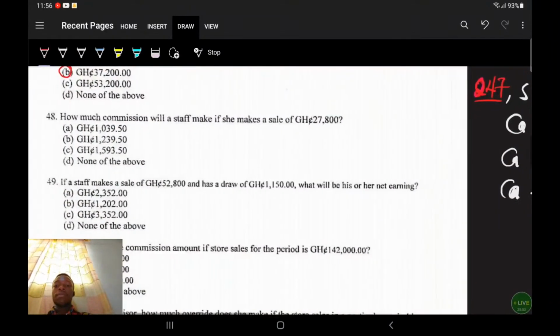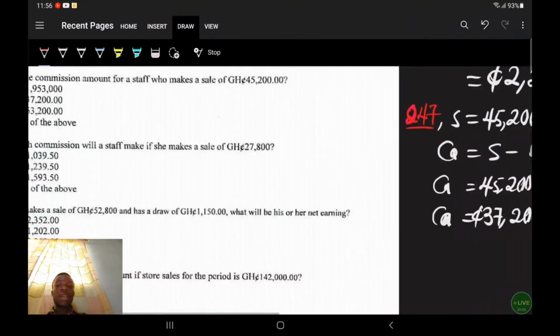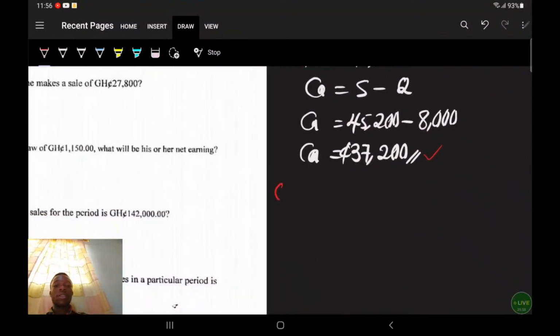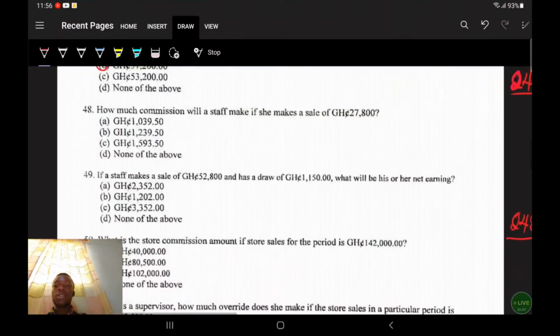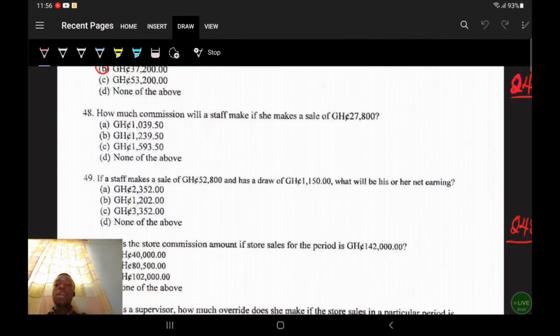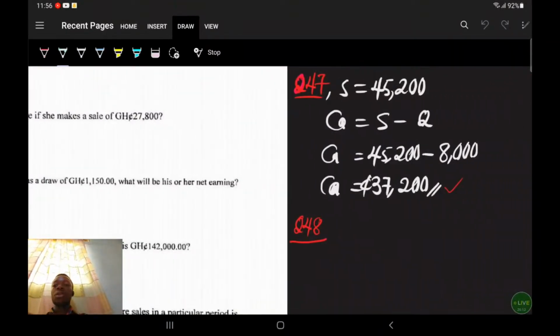So let's move on to question 48. Now we are done with question 47. Question 48 asks how much commission a staff will make if she makes a sale of 27,800 Ghana cedis. I hope that is clear. So they're asking how much commission that staff makes from this. Let's see how we're going to carry it out.